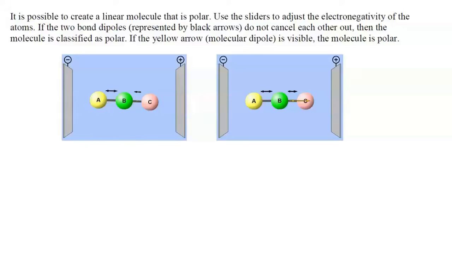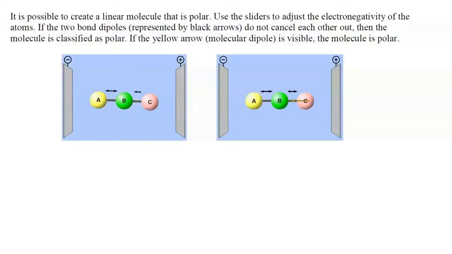In the picture on the right, you can see that we have two bond dipoles that are pointing in the same direction. They would not cancel out. So these are two examples of linear molecules that would be considered polar. So again, it is possible to create a linear molecule that is polar.